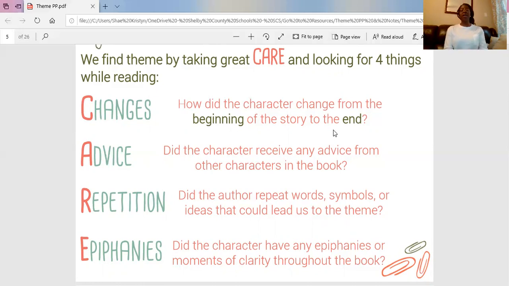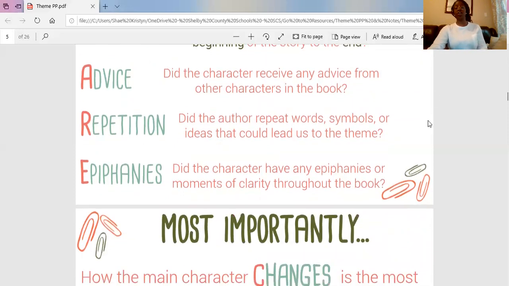Epiphanies. I define epiphanies as aha moments. They're called moments of clarity. But what I mean by that is anytime that you're learning some kind of lesson and you finally get it, that's an epiphany. The epiphany is a moment of understanding. So is there any moment of understanding in the passage or the text that helps you understand the lesson that the character learned that can apply to most of the story?